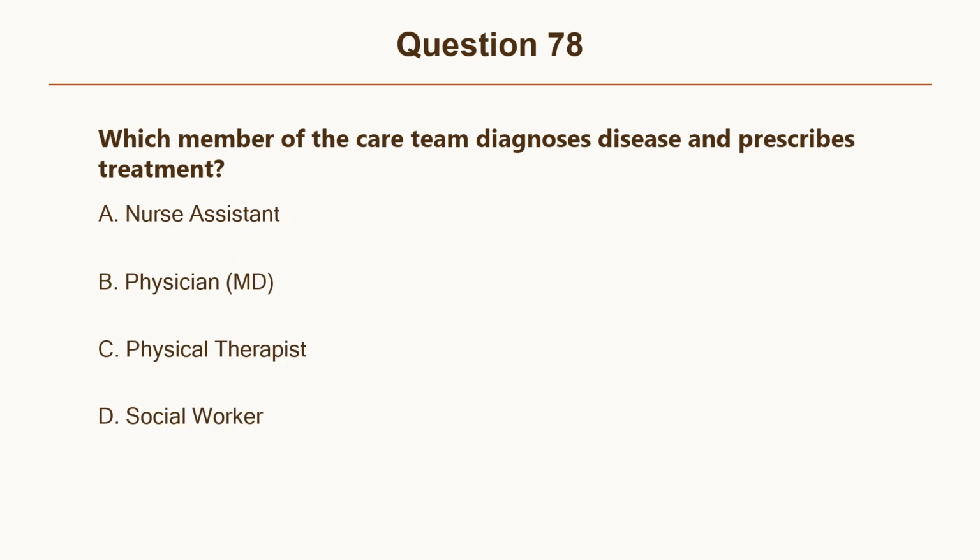Question 78. Which member of the care team diagnoses disease and prescribes treatment? Option A, nurse assistant. Option B, physician (MD). Option C, physical therapist. Option D, social worker. The correct answer is option B, physician.